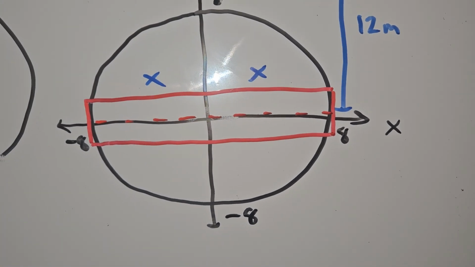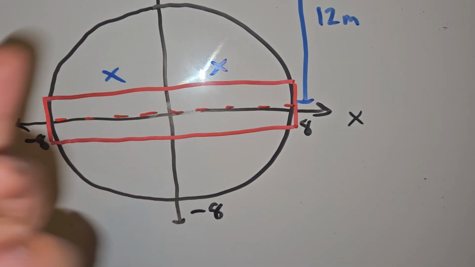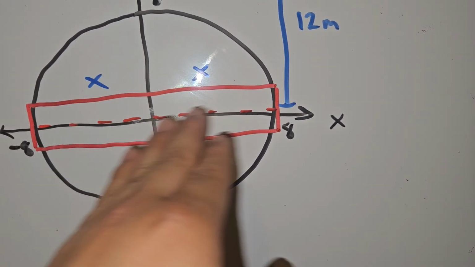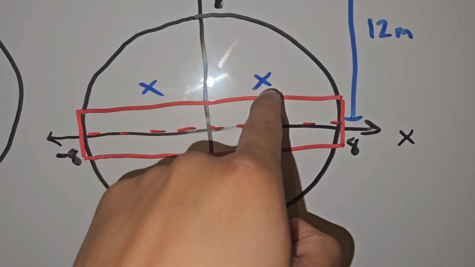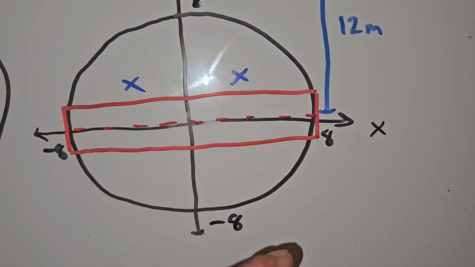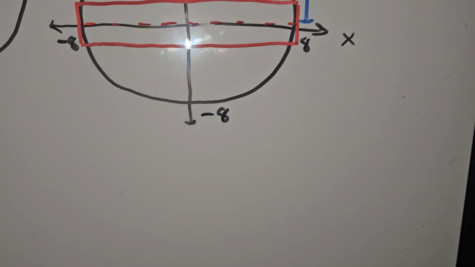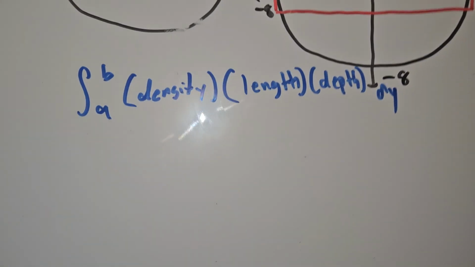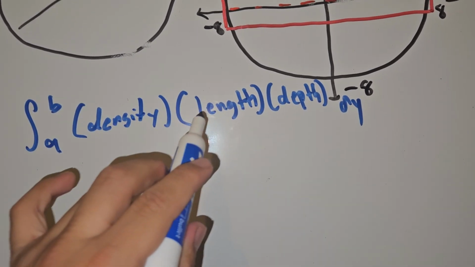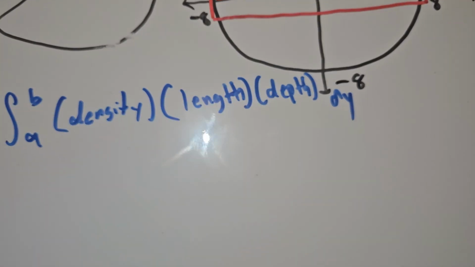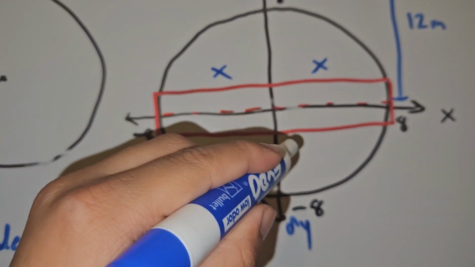So this will be the length of this rectangle. It's going to be x and x, 2x. Why? Because we divided the circle into a Cartesian plane, so we have an x right here and an x right there. So the length of this rectangle is 2x. So let's continue. The hydrostatic force is given to us by the integral from a to b of density times the length times the depth dy. Again, the integral is because we're taking the sum of all of these rectangles.